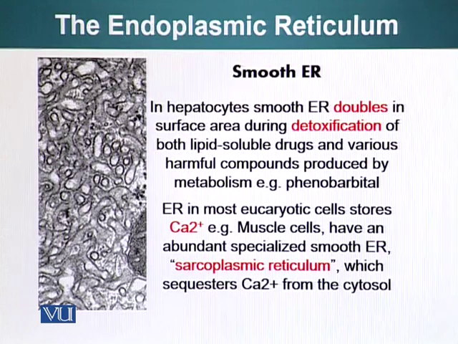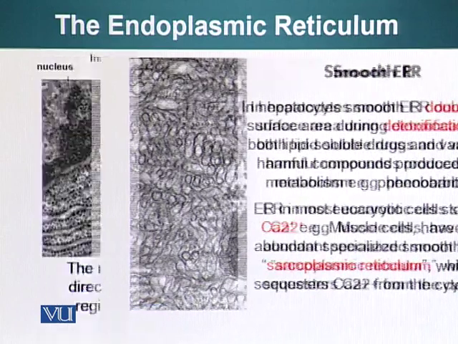In muscle cells, for example, there is abundant endoplasmic reticulum, and the endoplasmic reticulum of muscle cells is referred to as sarcoplasmic reticulum. One of its functions is sequestering calcium ions from the cytosol. We know if there's abundance of calcium ions in the cytoplasm, it acts as a secondary messenger and could convey different signals to the cell.